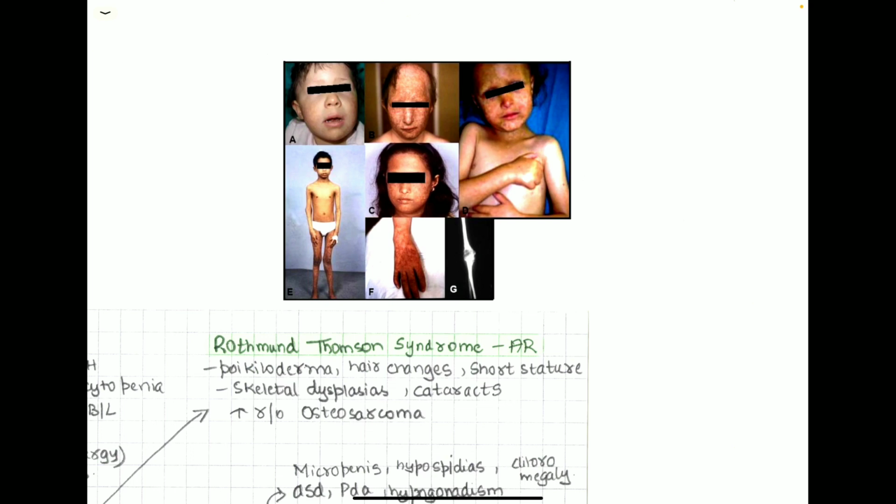There can be associated cataracts in Rothmund-Thomson syndrome. One important complication which you can be tested on is osteosarcoma. Rothmund-Thomson syndrome patients have an increased risk of osteosarcoma.